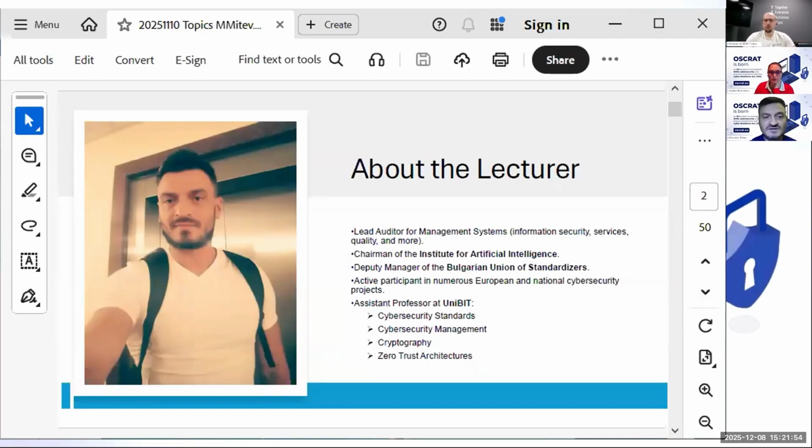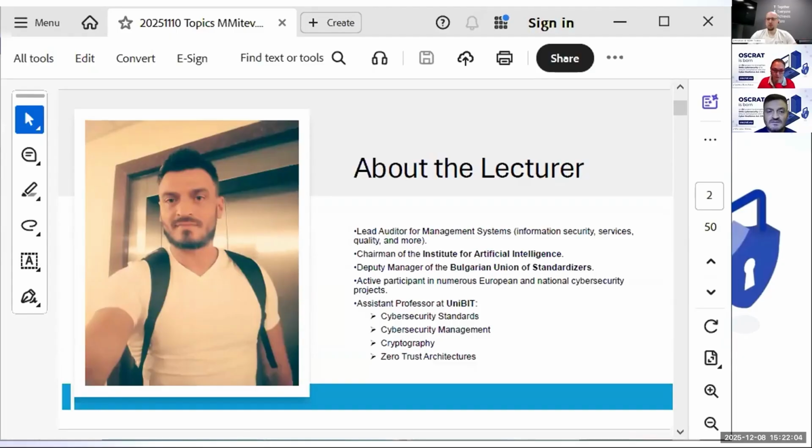You can see some information about my work and background on this slide. I'm involved in audit standards and cybersecurity projects, and I also teach topics like security management and zero trust architectures. Together with my colleague, who also has deep experience in standards and security, we will guide you through today's practical session.